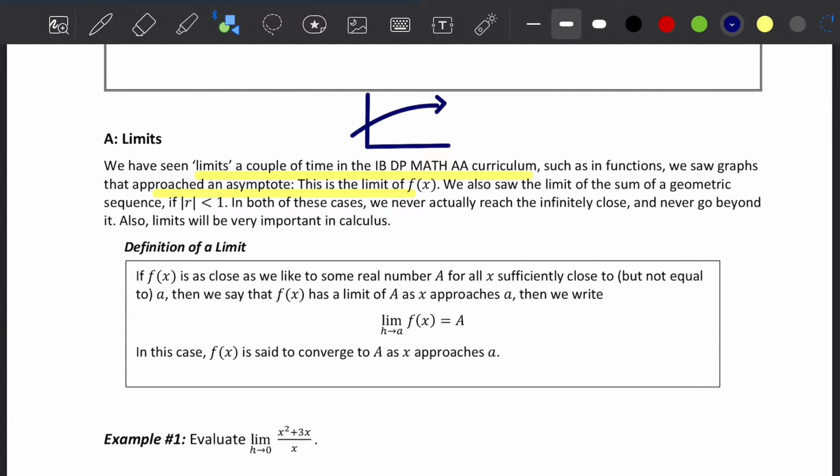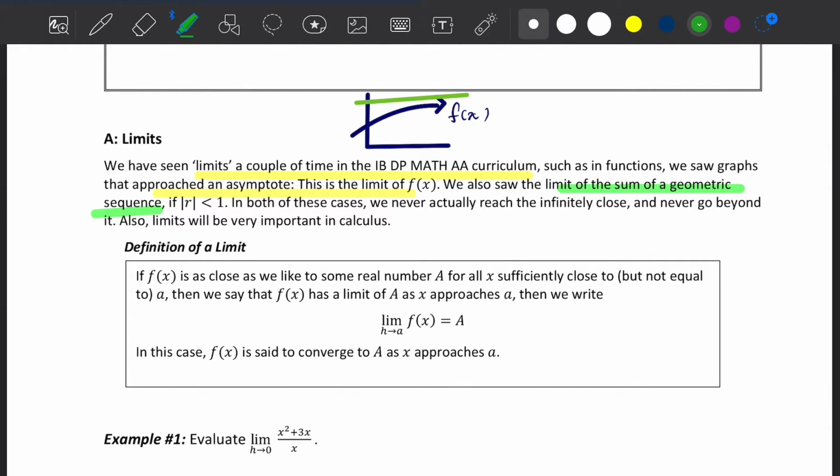a graph like this, let's say this is the f of x graph, we get asymptotes, right? So in this case, we have a limit. Also, another case that we can consider is the limit of the sum of a geometric sequence, such as the r value. We know that the r value always has to be less than 1, right? In both of these cases, we never actually reach it; we get infinitely close and never go beyond it, right?